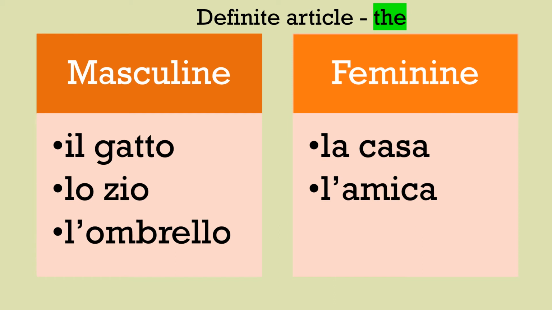On the feminine side, we have la casa and l'amica. La casa, la is used for nouns that begin with a consonant, and then the l' is used with the feminine nouns that begin with a vowel.